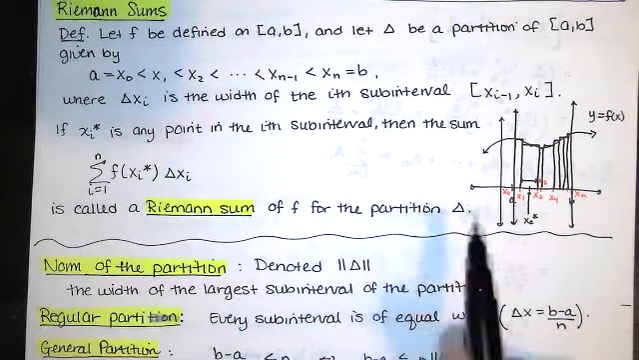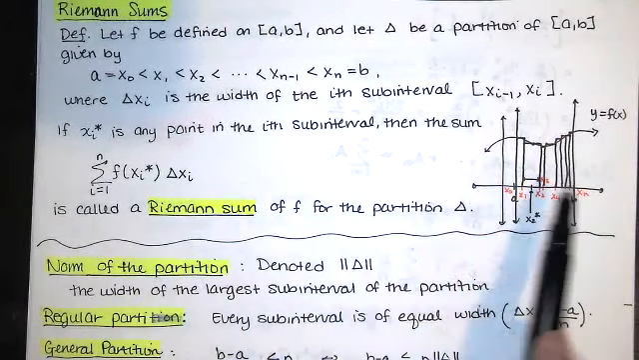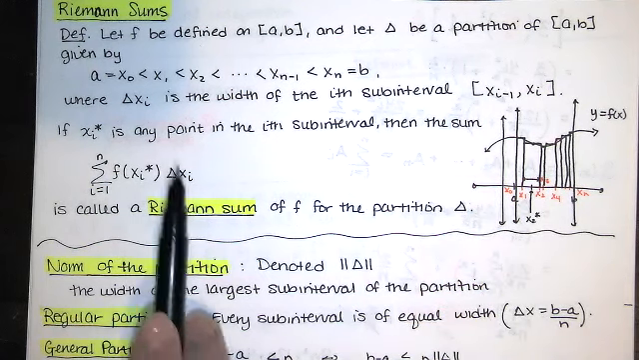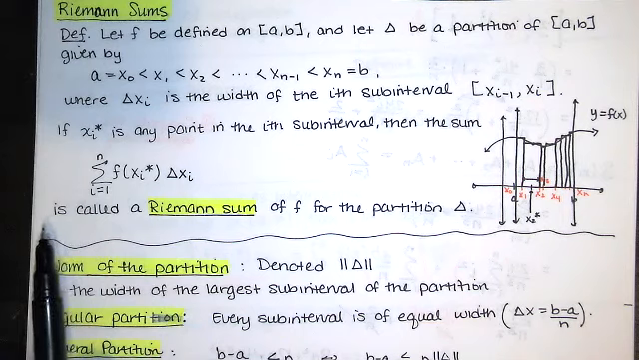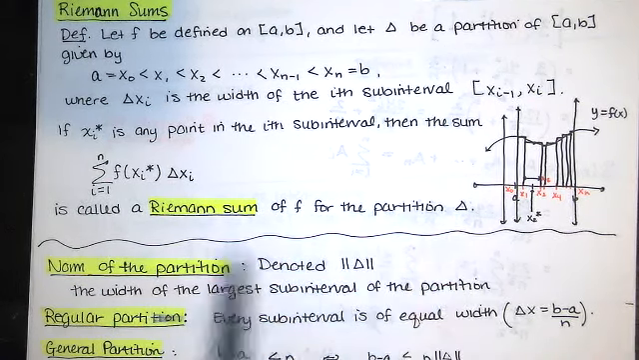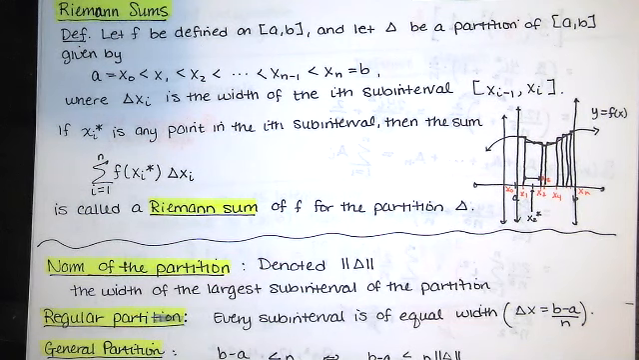Okay. And if you find the area of all of those rectangles, even though they have different widths, and you add them together, that's called the Riemann sum of f for that particular partition. Okay, now we've got some more terminology.